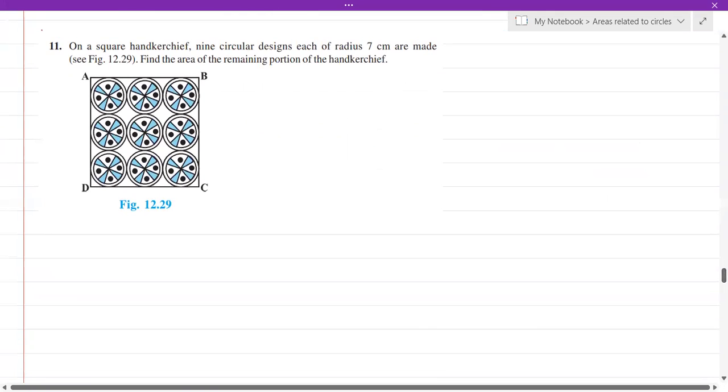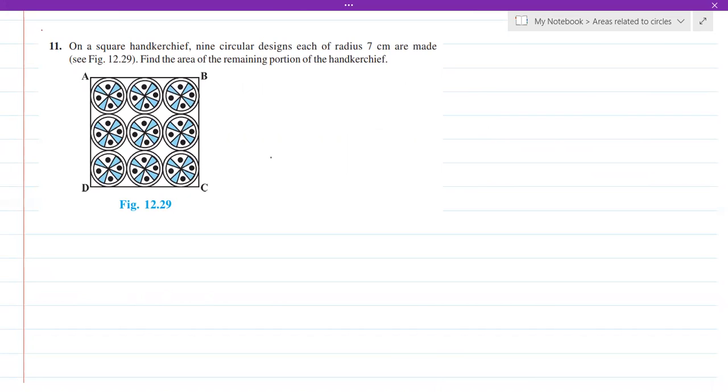The next question: on a square handkerchief, 9 circular designs, each of radius 7 centimeter, are made. Find the area of the remaining portion of the handkerchief. Remaining portion is this portion where you got all these portions, right? This is the remaining portion, and it's very clearly the area of the design or the area of the remaining portion.